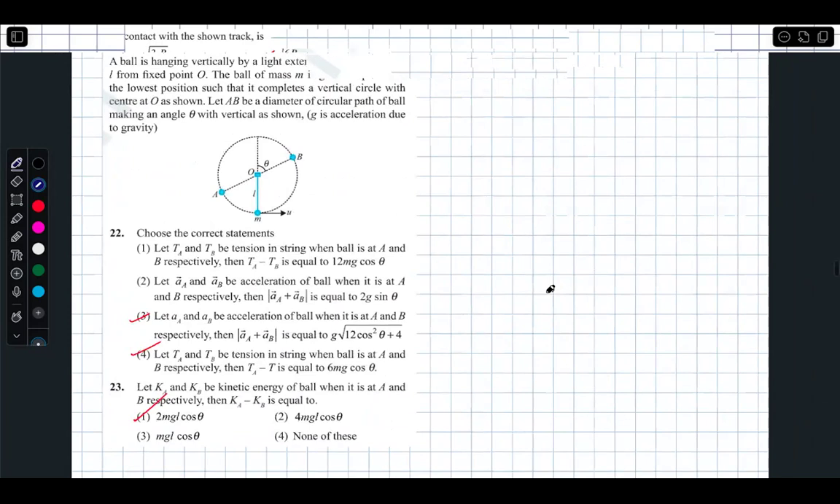The ball is hanging vertically by a light inextensible string of length L from fixed point O. The ball of mass M is given a speed U at the lowest position such that it completes a vertical circle with the center at O as shown. Let AB be a diameter of circular path, making an angle theta with the vertical. G is the acceleration due to gravity. TA and TB are the tensions. All right, fine, no issues. What is the speed that you projected? That I wanted.